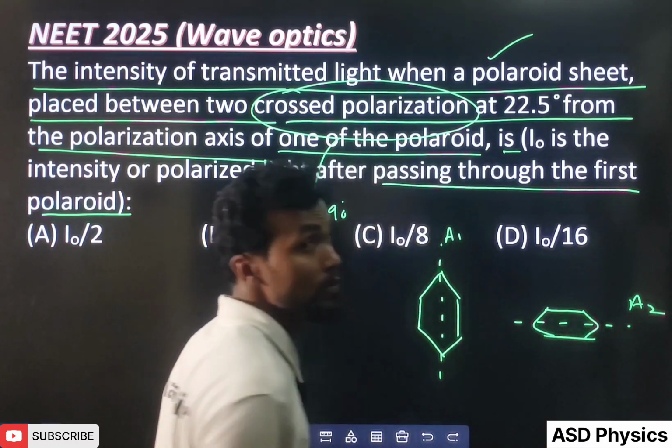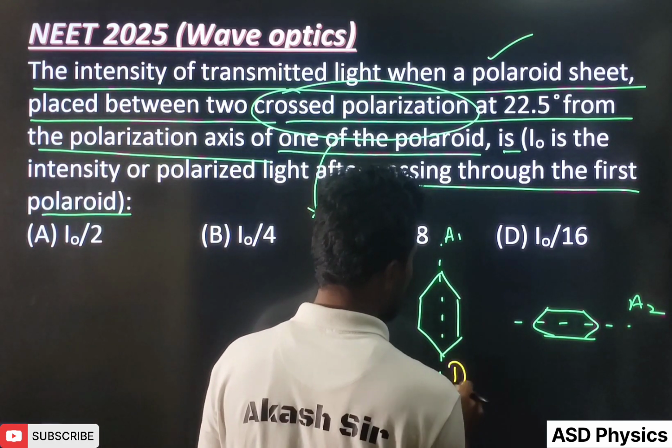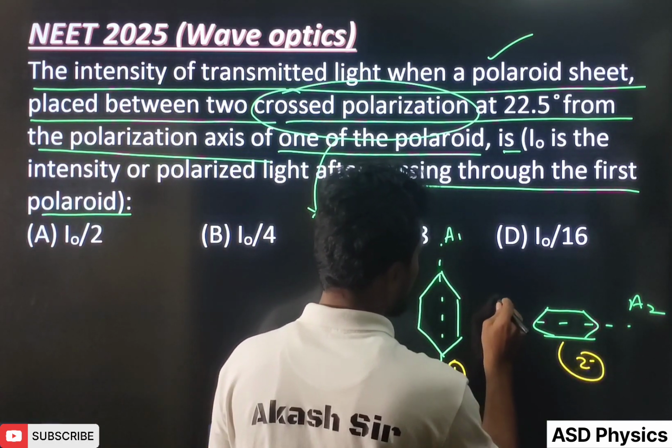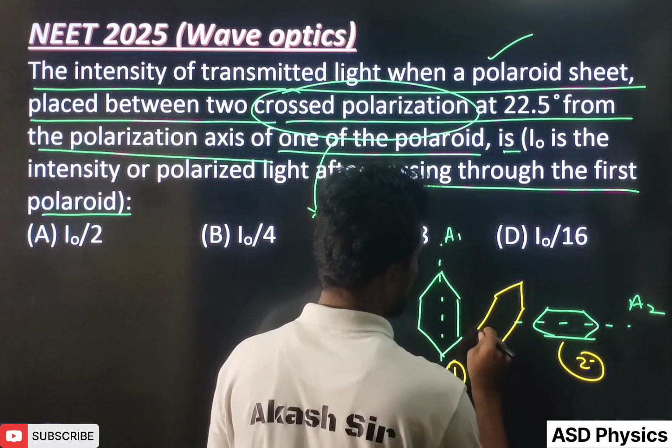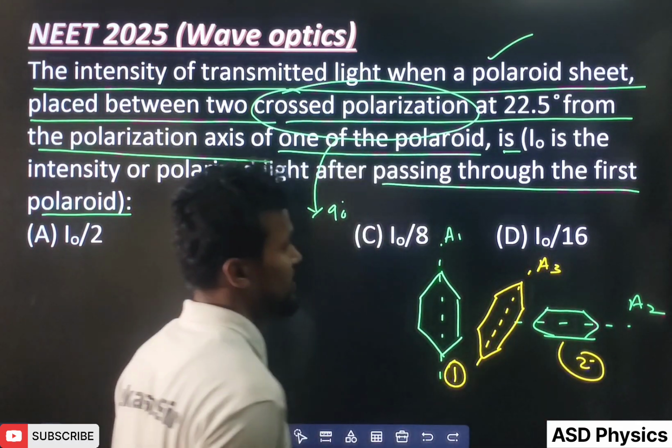Crossed means they are making how much angle? 90 degree. Okay, so in this what is happening here? This is first one, this is second one, and in the middle we have put one more here. Okay, in the middle they have put one more here. So let's take here axis 3.